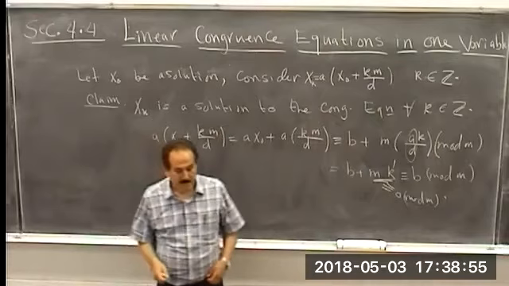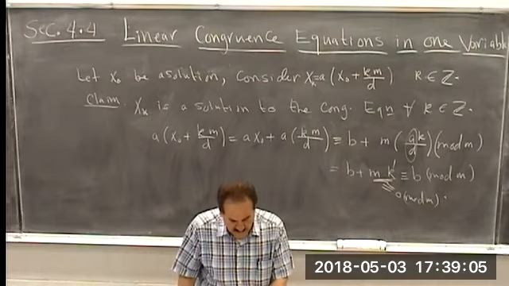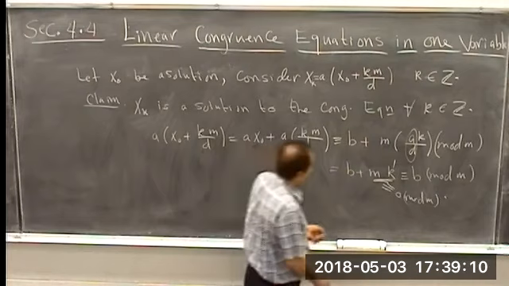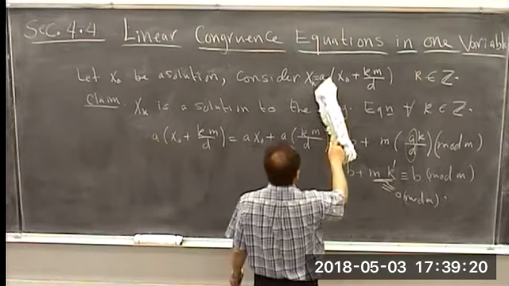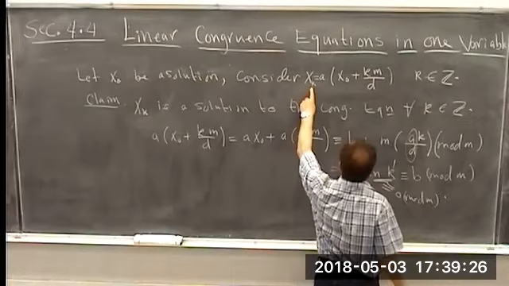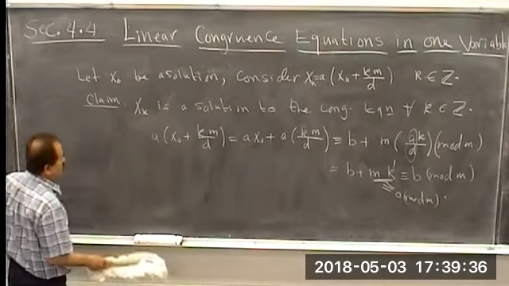The next thing I want to show is that if we have x sub 0 and x 1 as solutions of the congruence equation, then one of them is going to be of this form. Let me say what we have here. We have shown that any integer of this form, x sub k equal to x sub 0 plus k m over d, is a solution. I want to show that if there is another solution, it must be of this form.